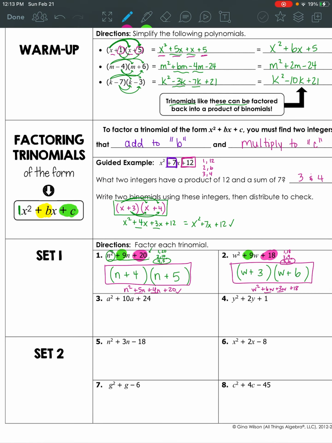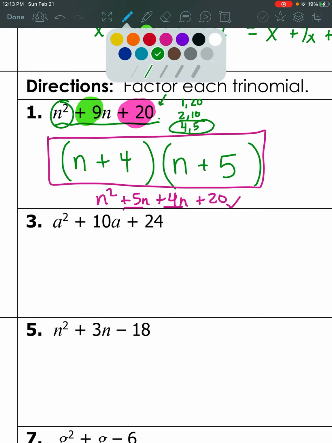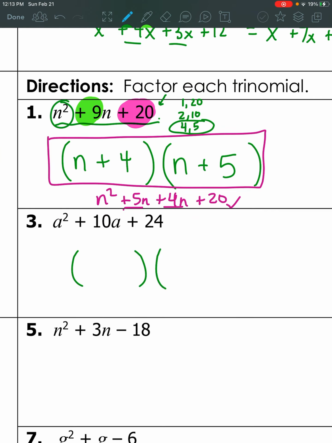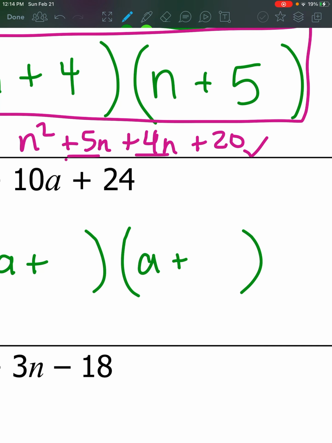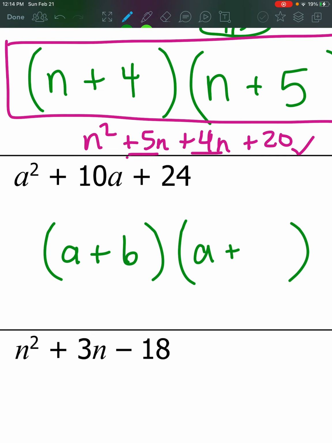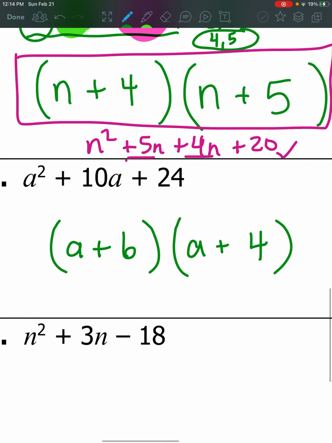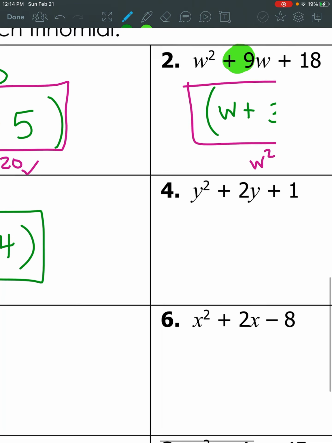All right, you can try number 3 and 4 on your own. I would always start out with your two parentheses. We know everything is addition here, so we know it has to be a plus and a plus. And then what multiplies to 24 and adds to 10, so it would be 6 and 4. And you can check your work. And if you had a plus 4 times a plus 6, it's the exact same thing.